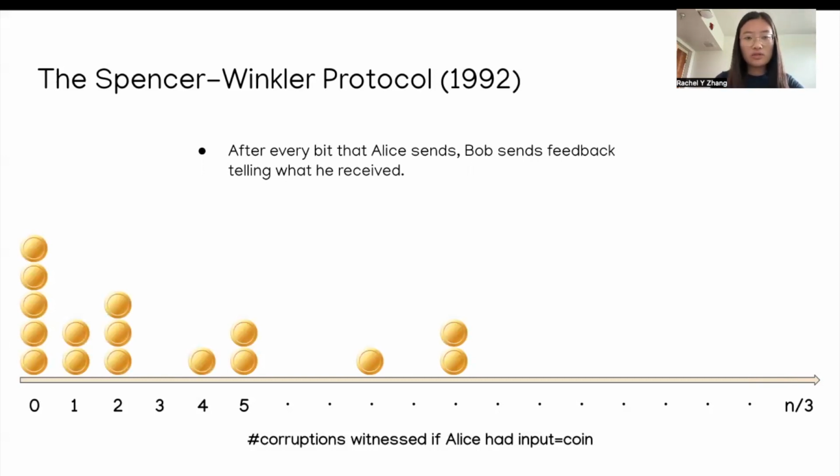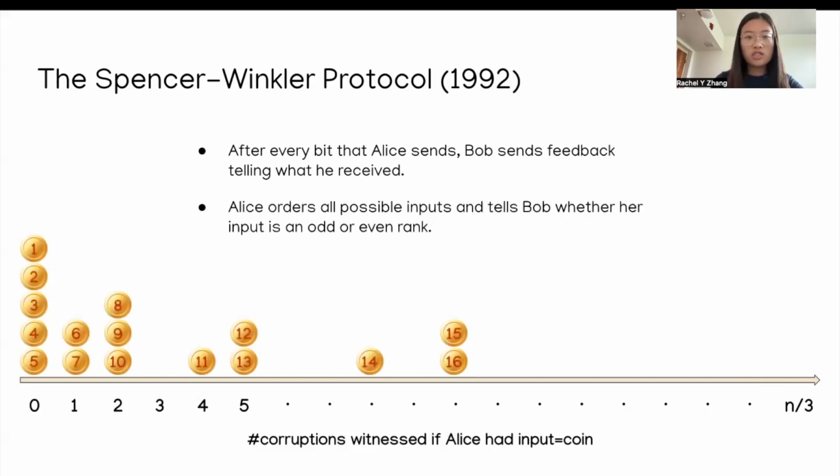What Alice is going to do is order all the possible inputs by their position on the number line. And then she's going to tell Bob whether her input is one of the odd labeled coins or an even labeled coin.